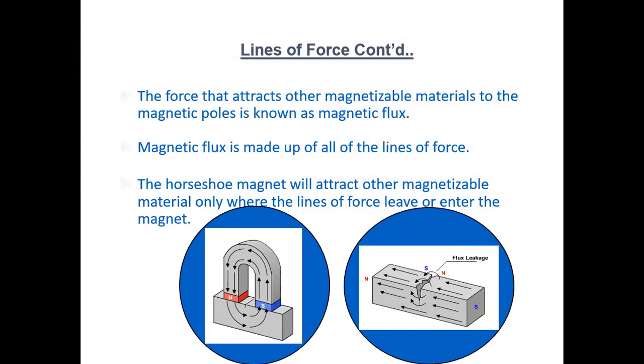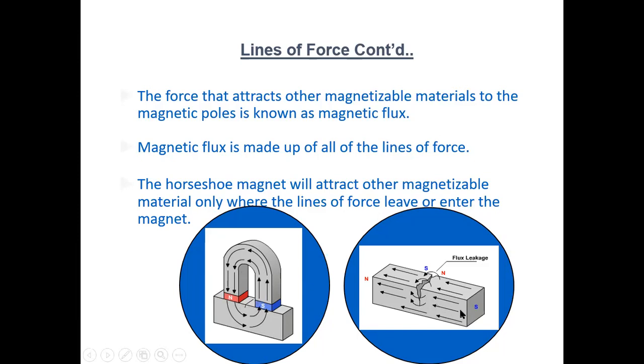So a magnet will attract other magnetizable material only where the lines of force leave or enter the magnet. See here, this is the magnet. This line of force is leaving here, so it will enter into the ferromagnetic material, again entering into the south pole, so the circuit is completed. Now, if there is any defect here, we can detect it.